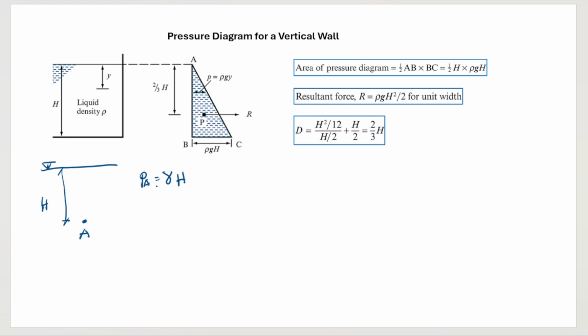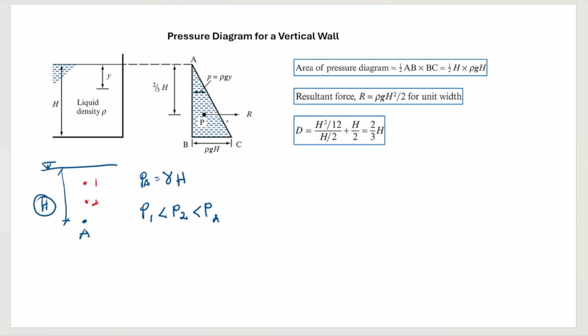But since we know that as we go down the element, the pressure increases, let's say this is point number 1, and point number 2. We could say that pressure 1 is less than pressure 2, and both are less than pressure A, since pressure A is the highest pressure in relation to your height.